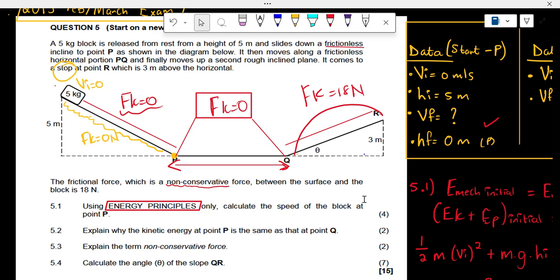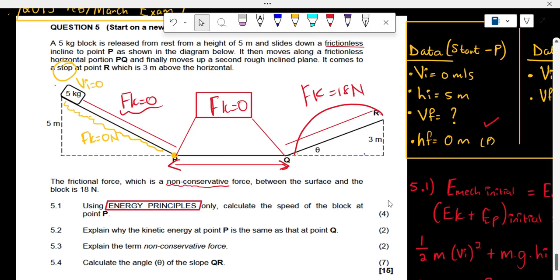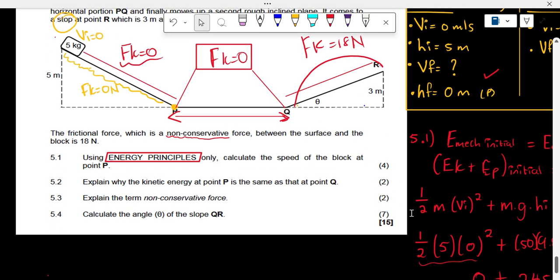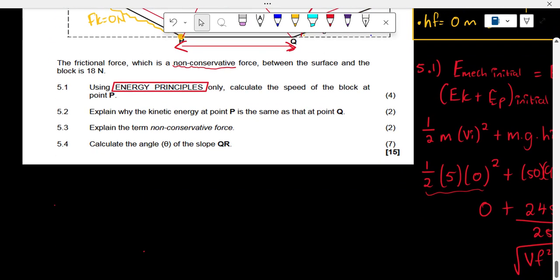So that's the point that you needed to focus on the most. Although we would answer this question differently, we need to have the same idea in our answers. All right, so 5.3 then says define the term non-conservative force. You know the definition. The work done in moving an object from A to B that is dependent on the path taken. Now the last question says, calculate the value of theta.